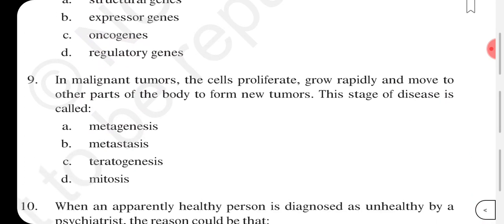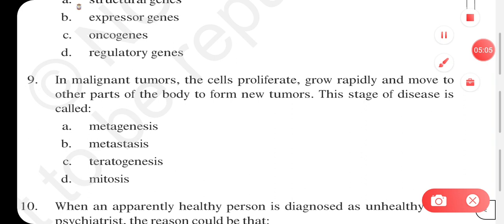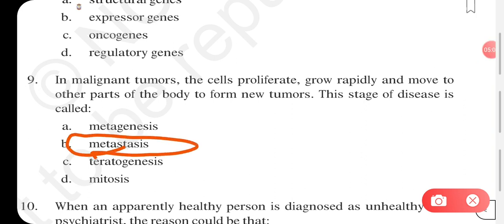Next question. In malignant tumor, the cells proliferate, grow rapidly, and move to other parts of the body to form new tumors. This stage of disease is called metagenesis, metastasis, teratogenesis, or mitosis? Here the answer will be metastasis. So what is metastasis? In malignant tumor, the cells will start proliferating, they will grow rapidly and move to other parts of the body. This is called metastasis.